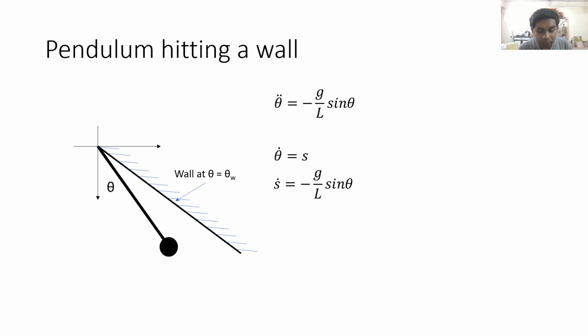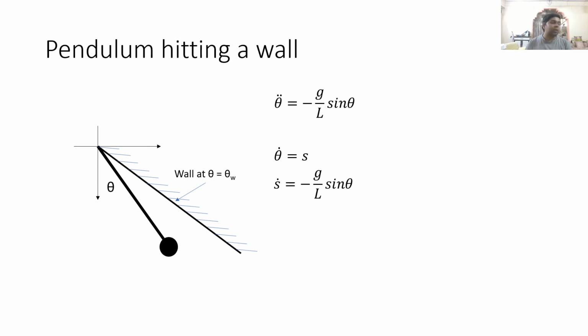So basically we can track some event, some phenomenon, based on the nature of the state variable. In this case, we can keep track of the event when the angle made by the pendulum with the vertical is equal to the angle made by the wall with the vertical. We can keep track of that event, and the instant at which this event occurs, we can tell the solver to terminate its execution and then collect the solution up to that time instant.